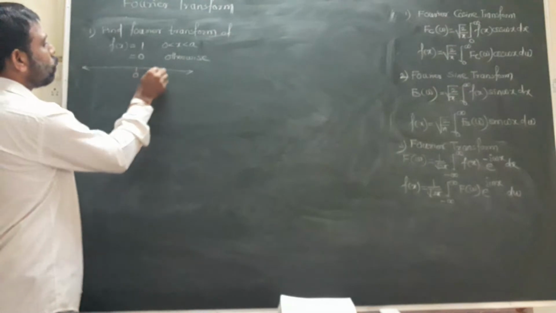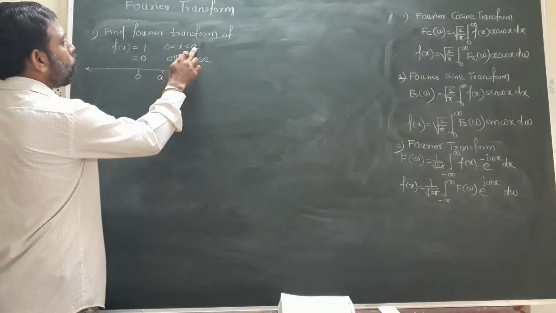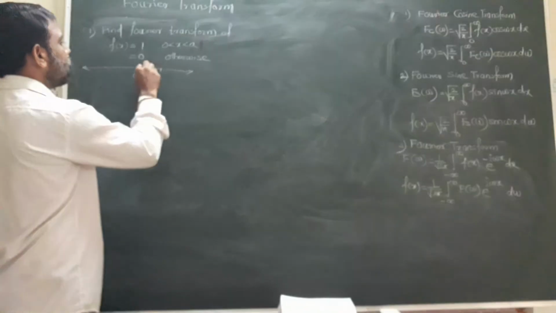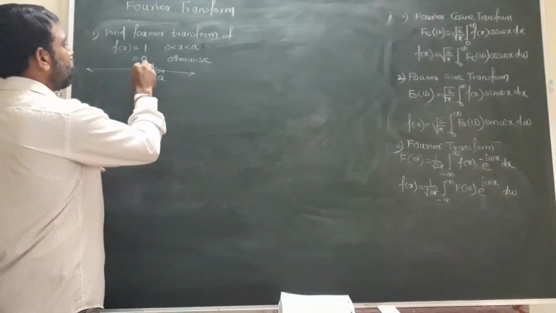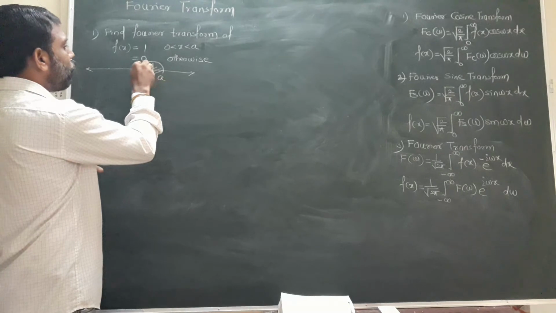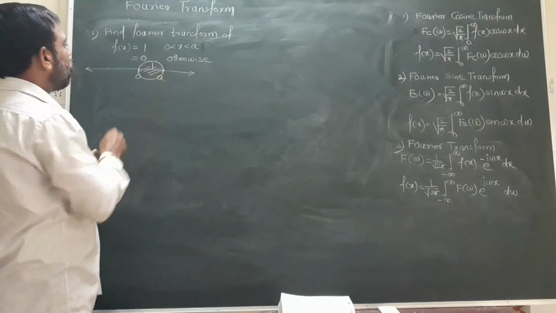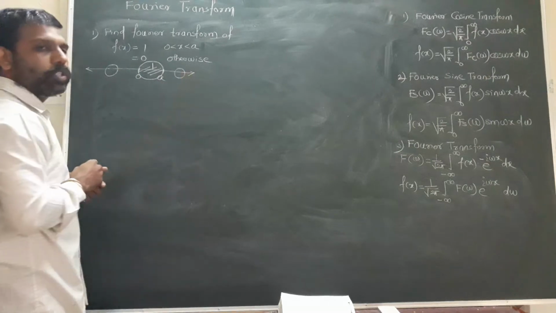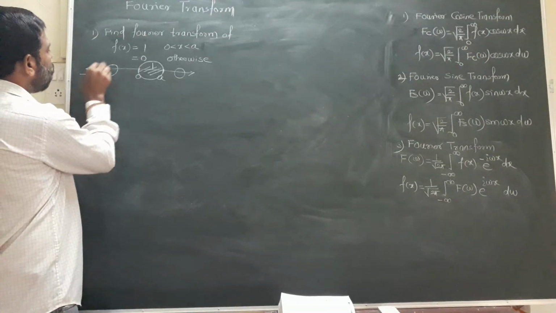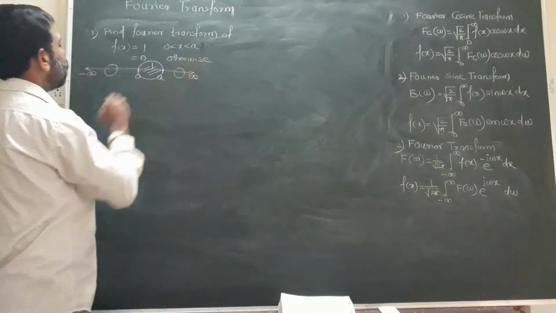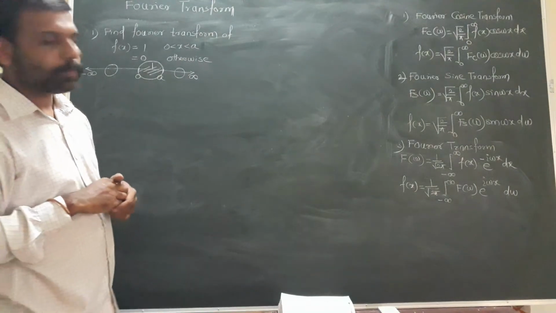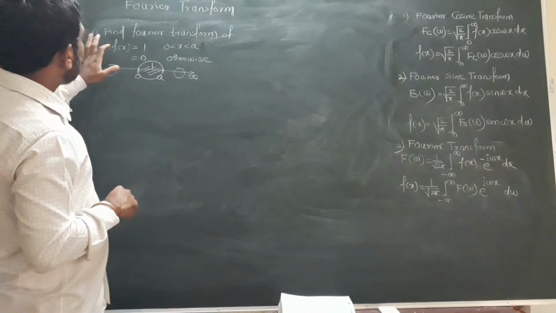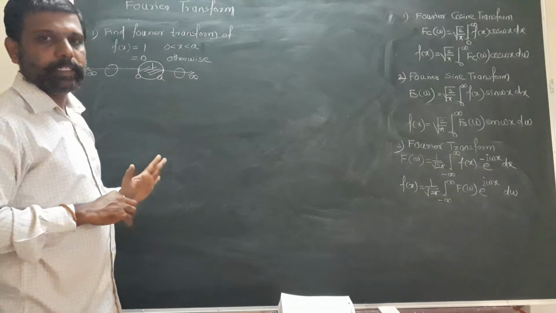So this is the 0th position. From 0 to a, the function is 1 in this interval. Only in this interval the function is 1. Other than this, the function is 0. And these are our limits, from minus infinity to infinity. So this function f of x is defined like this.